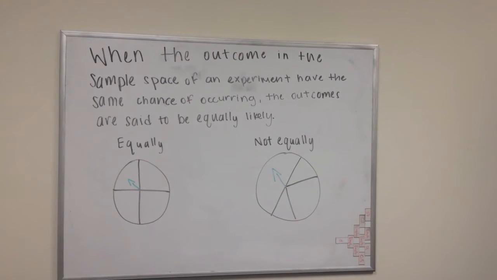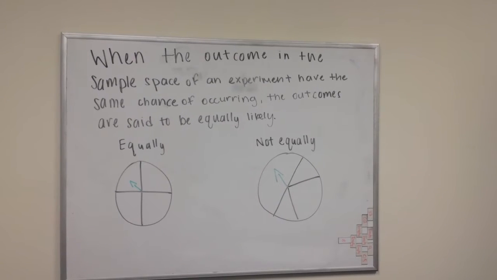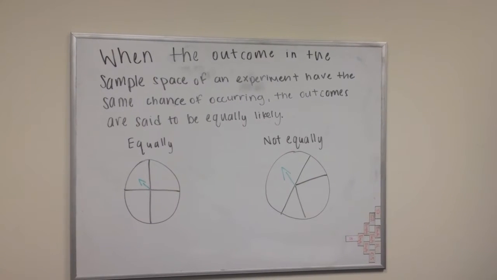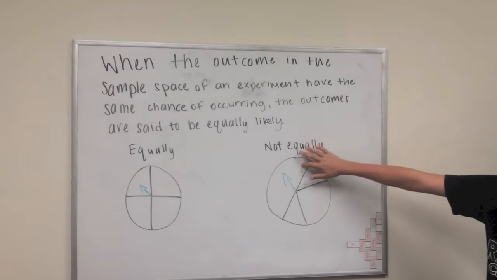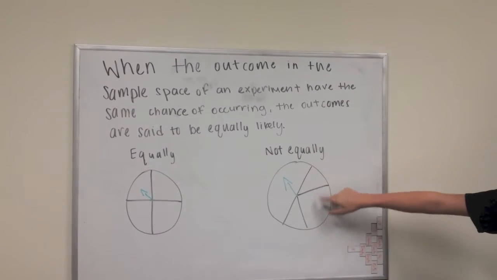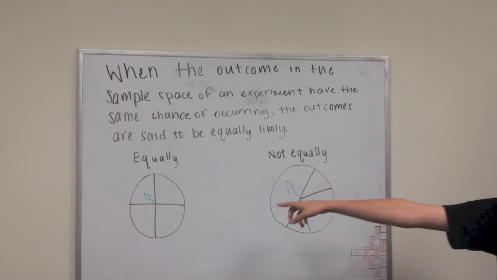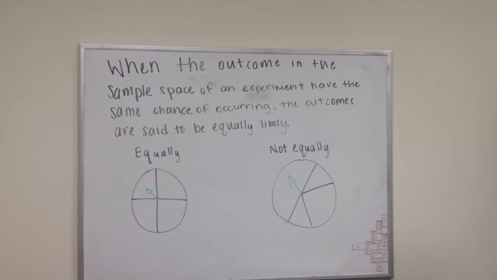When the outcomes in the sample space of an experiment have the same chance of occurring, the outcomes are said to be equally likely. This one is not equally likely because this side right here has a bigger chance of getting spun than all of these others, but that one over there is equally likely because all of the sides are equal.